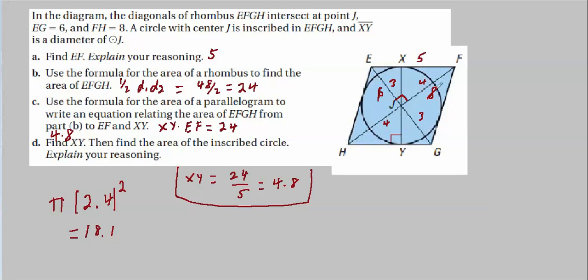I think the hard part was probably remembering that these diagonals are perpendicular bisectors. And then don't forget your formula for the area of a rhombus, which uses the diagonals. So you just had to remember a whole lot about the diagonals of a rhombus to work this problem.